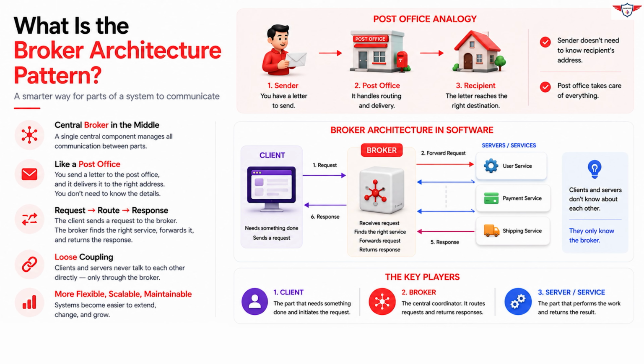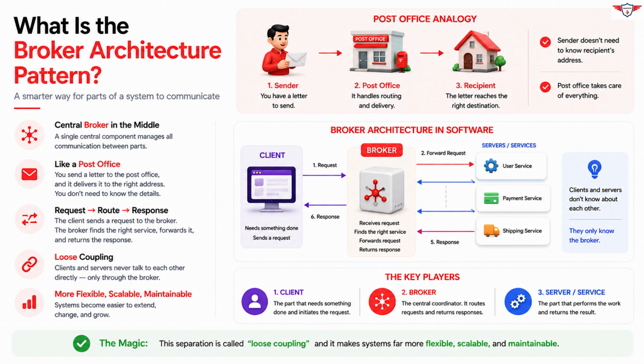So to summarize the key players. First, you have the client. This is the part of the system that needs something done. It sends a request. Second, you have the broker. This is the central coordinator. It receives the request, finds the right service, passes the request along, and returns the answer. Third, you have the server or service. This is the part of the system that actually does the work and returns the result.